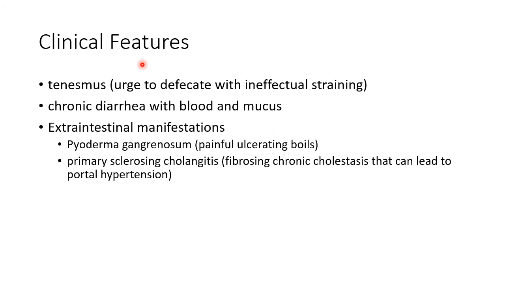Now let us see about the clinical features of ulcerative colitis. There will be tenesmus, which is urge to defecate with ineffectual straining. There will be chronic diarrhea with blood and mucus. Extraintestinal manifestations include pyoderma gangrenosum, that is painful ulcerating boils, and primary sclerosing cholangitis, which is fibrosing chronic cholestasis that can lead to portal hypertension.